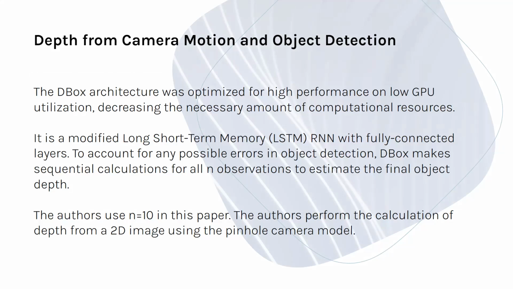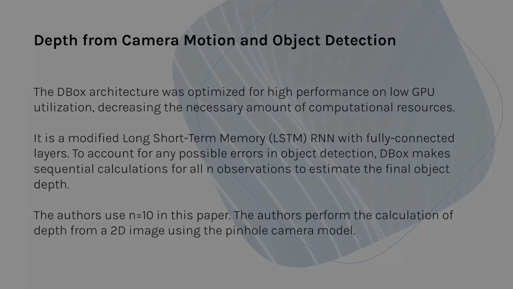The DBox architecture was optimized for high performance on low GPU utilization, decreasing the necessary amount of computational resources. It's a modified long short-term memory, or LSTM RNN, with fully connected layers. To account for any possible errors in object detection, DBox makes sequential calculations for all n observations to estimate the final object depth. The authors use n equals 10 in this paper, and they performed a calculation of depth from a 2D image using the pinhole camera model.